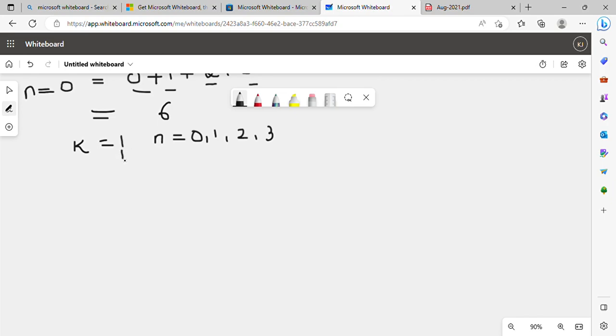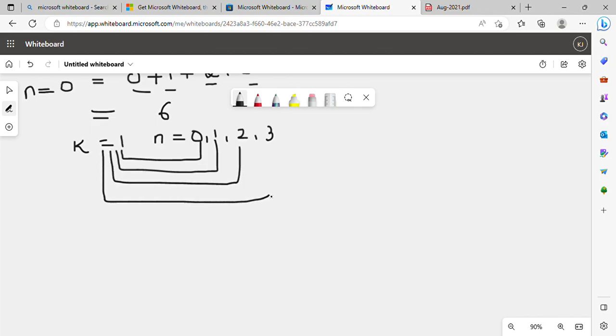The different combinations: k is equal to 1, n is equal to 0. k is equal to 1, n is equal to 1. k is equal to 1, n is equal to 2. And k is equal to 1 and n is equal to 3. For all these 4 combinations, you are supposed to work out, and from that only you are going to get the resultant, that is x of 1, right? Capital X of 1, right?